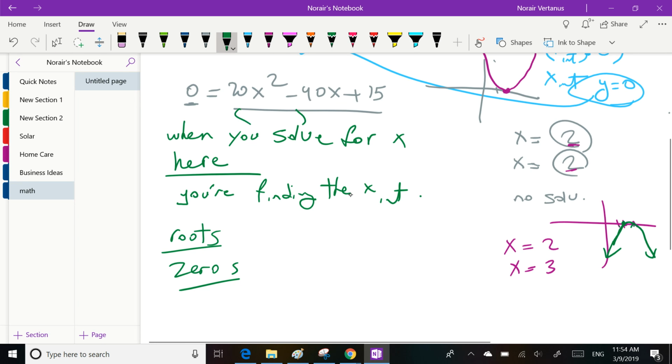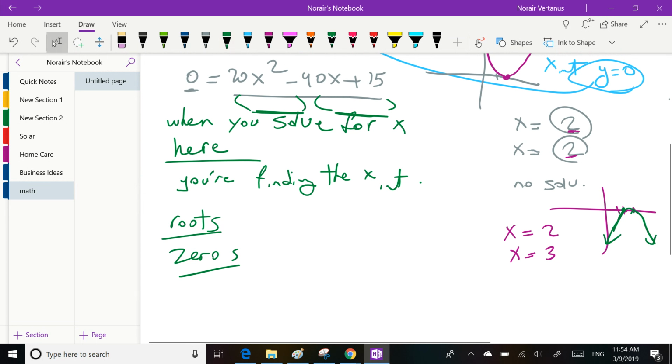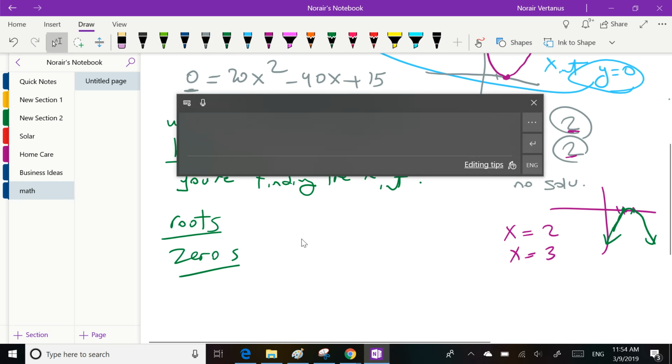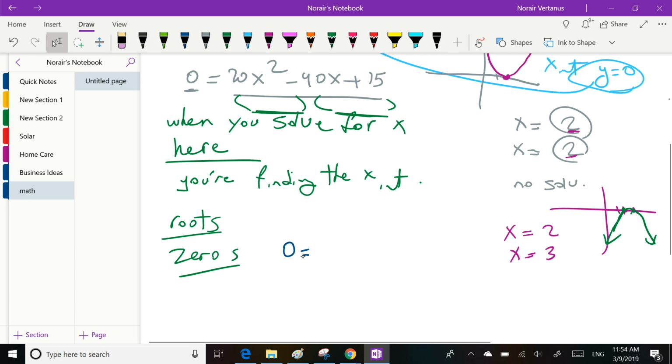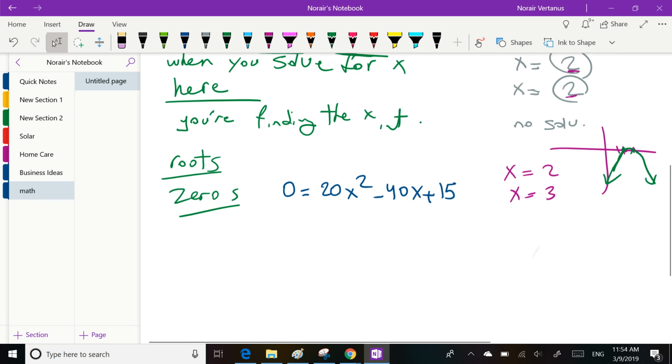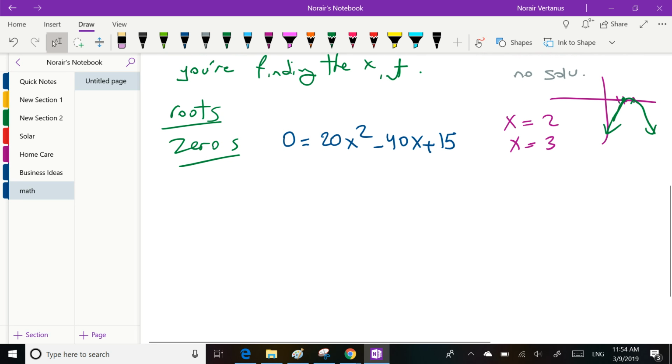When you factor this, so we're going to go with that. So right now let's move on to solve this. 0 equal to 20x squared minus 40x plus 15. And recently they started doing this rectangle and diamond method to factor these things out. Okay, so this is in standard form. That's awesome. We have ax squared plus bx plus c.